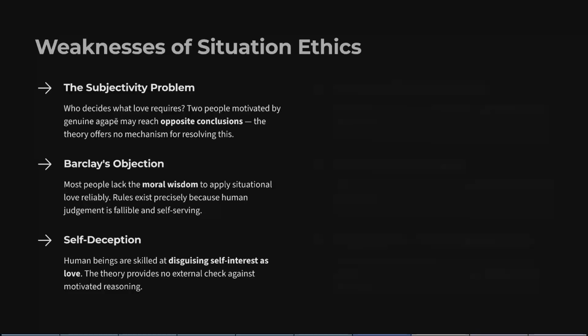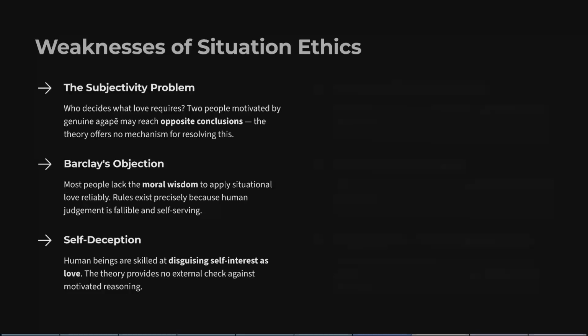William Barclay's objection argued that most people simply lack the moral wisdom to apply situational love reliably. Rules exist precisely because human judgment is fallible. Moral traditions exist because experience has shown that certain principles tend to produce good outcomes across time and culture. Remove the rules, and you do not liberate virtue, you expose weakness. Barclay is not saying love is the wrong criterion, he's saying that most people cannot be trusted to identify what love actually demands. And if that is true, the entire framework becomes dangerously unreliable in practice.